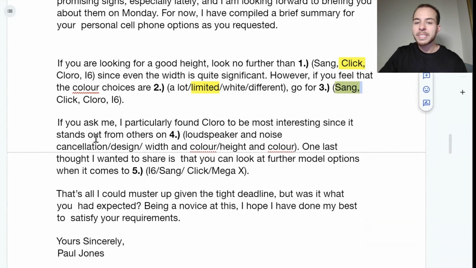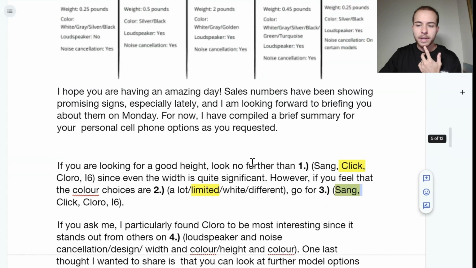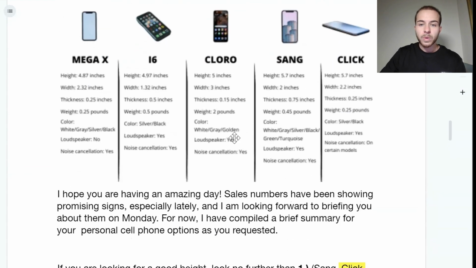If you ask me, I particularly found chloro to be the most interesting since it stands out from the others on loudspeaker, noise cancellation design, width and color, height, and color. Okay, so we need to find out which is the most superior for chloro. So chloro, dun, dun, dun.